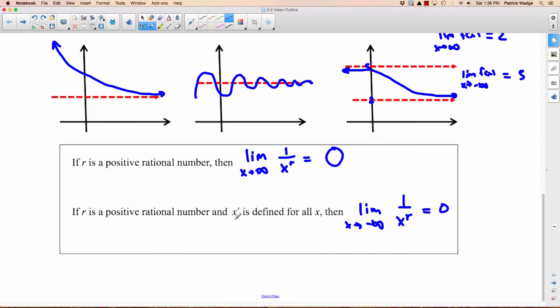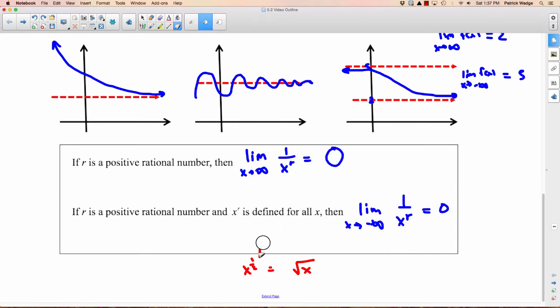So what's this other bit here, where x to the r is defined for all x? Well, this is just taking into account that we couldn't have something like x to the 1/2, because remember that x to the 1/2 means the same as the square root of x. And if we're putting negative infinity here, that means we're getting bigger and bigger negative numbers in here. Can you take the square root of a negative number? No, you can't. So, there's the reason why this is written here.